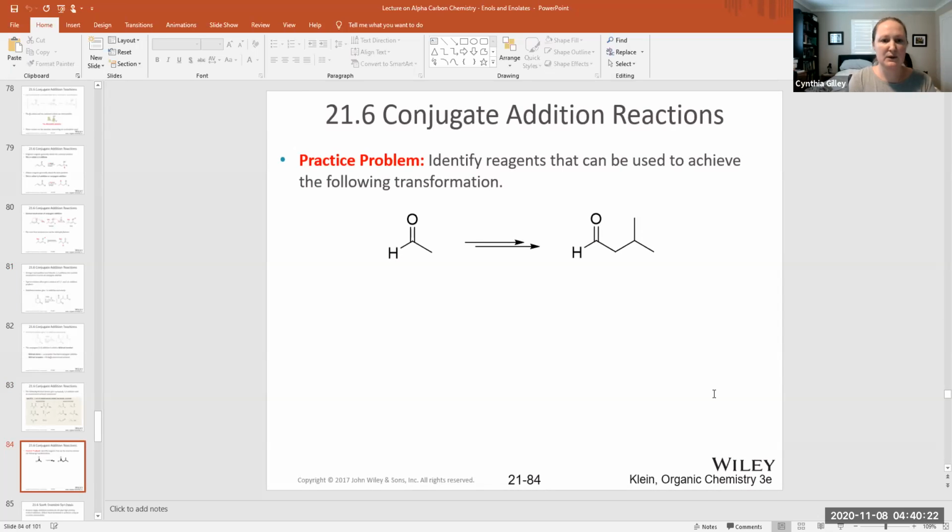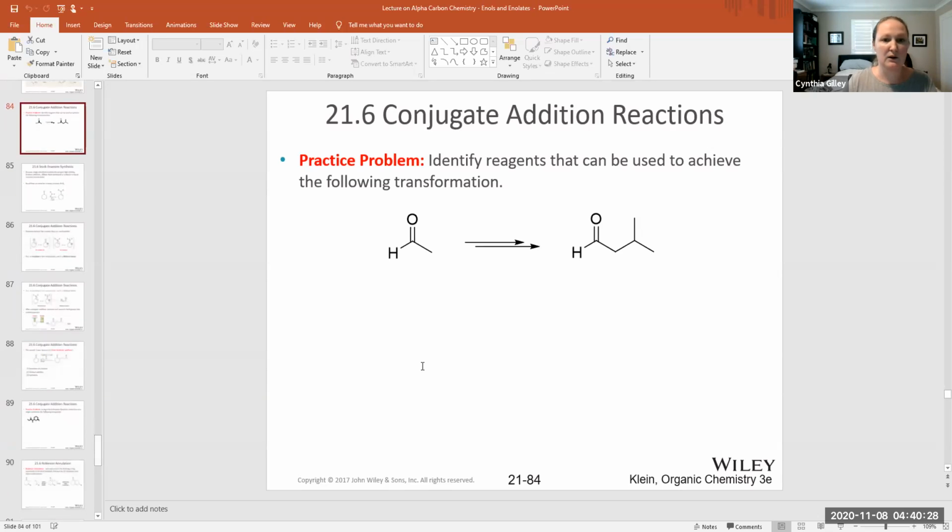Okay, let's go ahead and do a practice problem. We're being asked to identify reagents that can be used to achieve the following transformation. The double arrows here signify that we're doing a multi-step synthesis. So, of course, you want to think about the fact that the carbon backbone has changed here, to think about what reaction you might use, and how you might achieve this synthesis.